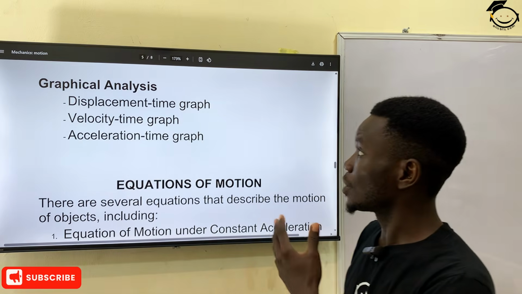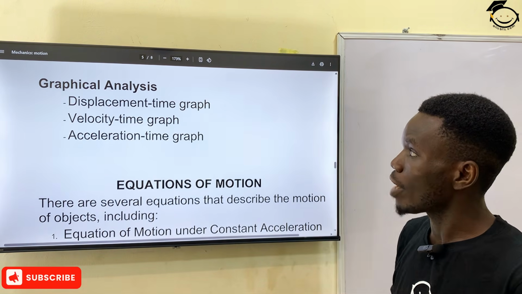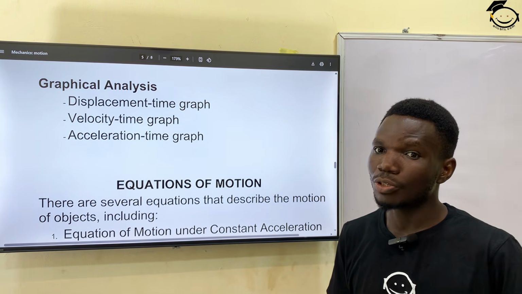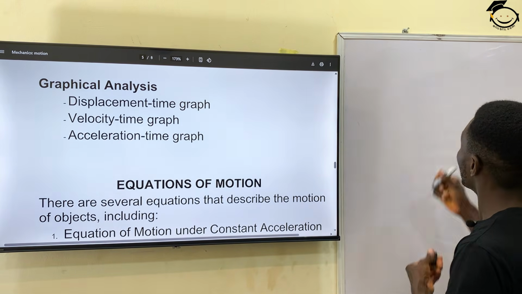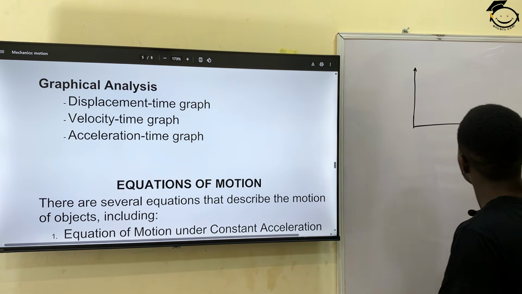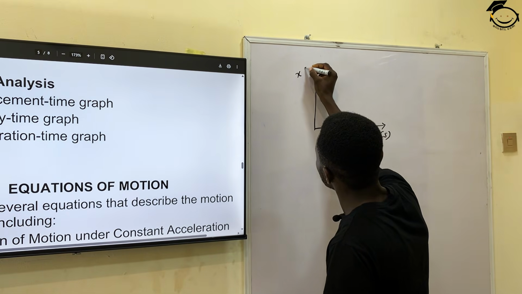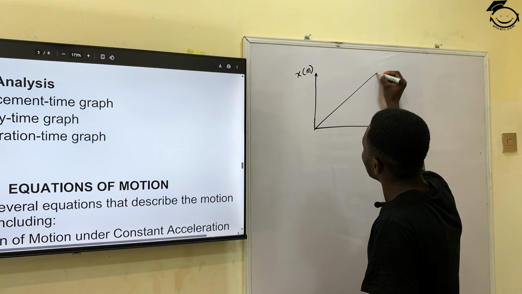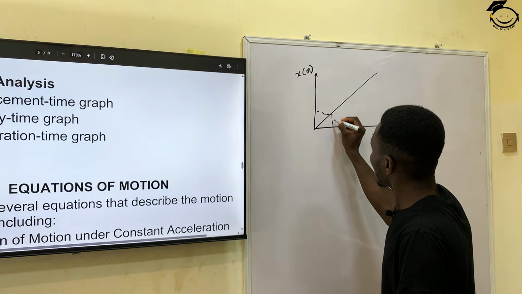Okay, we also have the graphical analysis of motion. Under the graphical analysis of motion, we have the displacement time graph, the velocity time graph, and the acceleration time graph. Each one of these graphs is used to represent motion. So if I have my graph like this, I have time here in seconds, and displacement here in meters. My displacement time graph is a straight line graph.